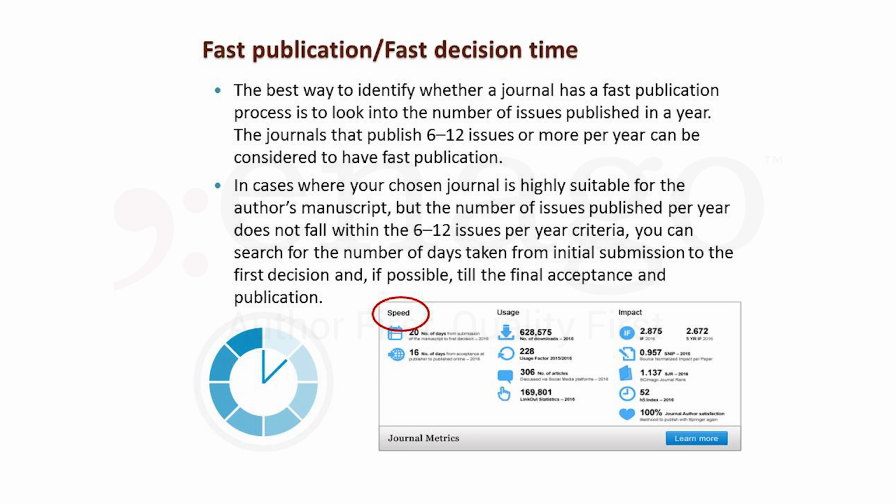In case where the chosen journal is highly suitable for author's manuscript, but the number of issues published per year does not fall within this category, then you can search for the number of days taken from the initial submission to the first decision or till acceptance and publication, which is also called the peer review time. This box that is represented here will give you the peer review time that is mentioned under the category speed. And you can come across this box in all Springer journals in their homepage.